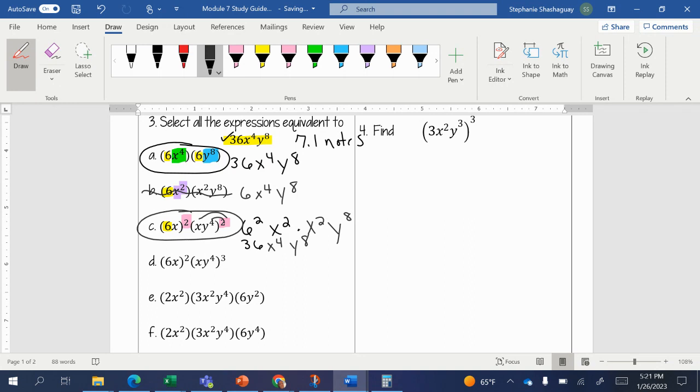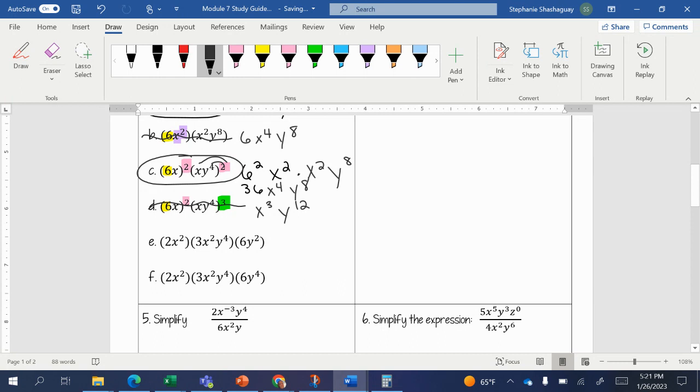Now the difference between C and D, okay, if we notice here, our first set of parentheses is the same, but this exponent of 3 is different, and that's going to make that parentheses x to the power of 3 and y to the power of 12, which does not match our 36 x to the 4th, y to the 8th. So we can eliminate that option.